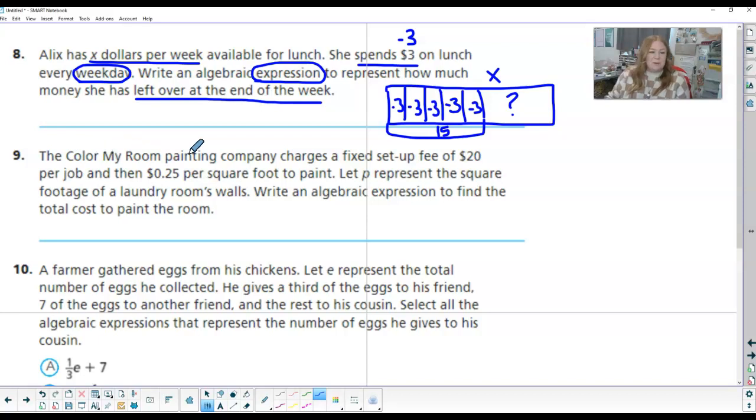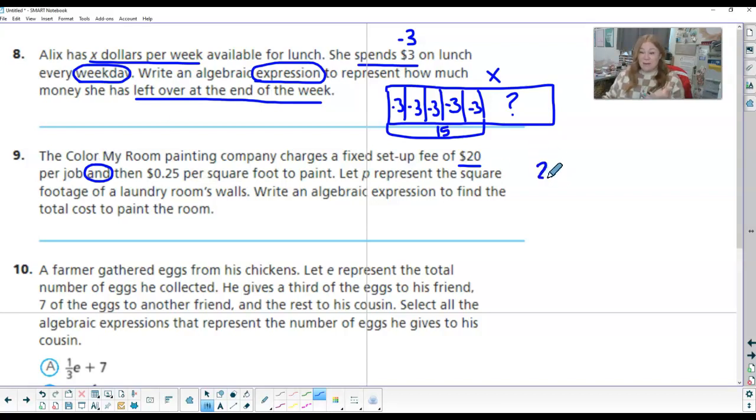Okay, the Color My Room painting company charges a fixed setup fee of $20 per job. So just for them to come set up is $20. You have to pay that, 20. Okay, but you just pay it once. Okay, and right, we have this and this. We're going to put them together. And usually means we're adding things together. This and this. So I have $20, okay, right?